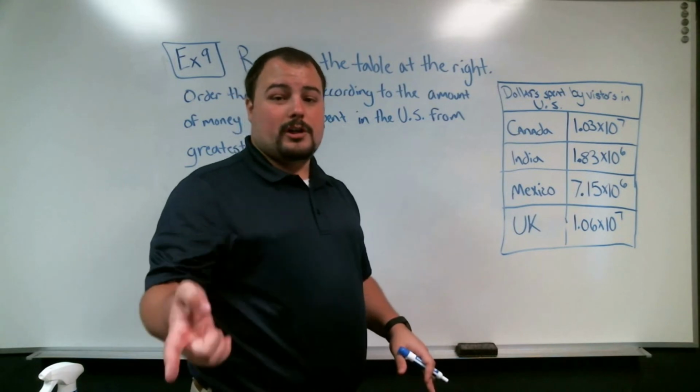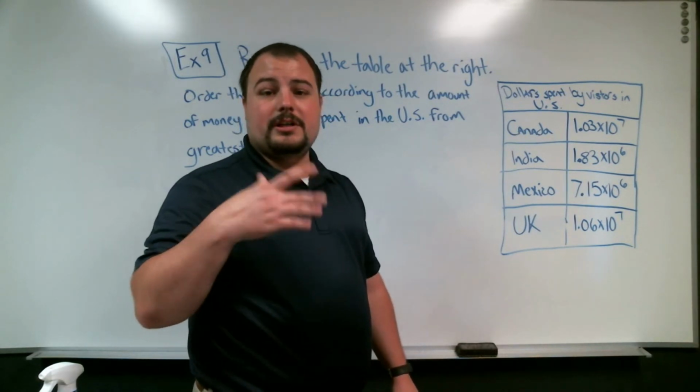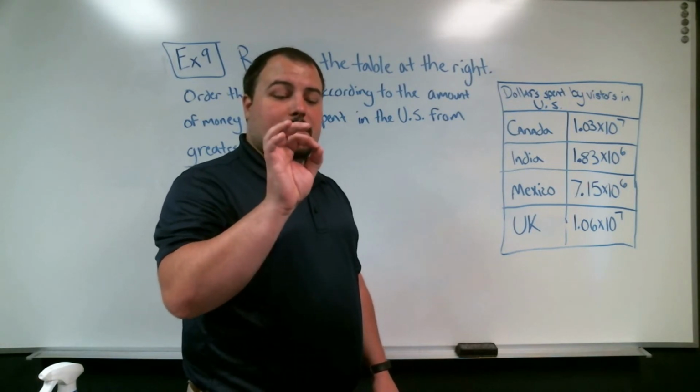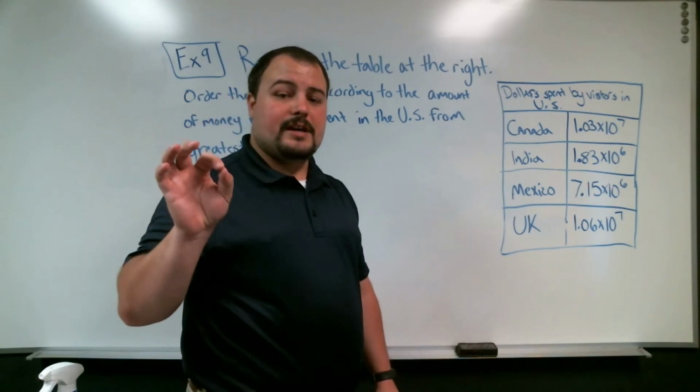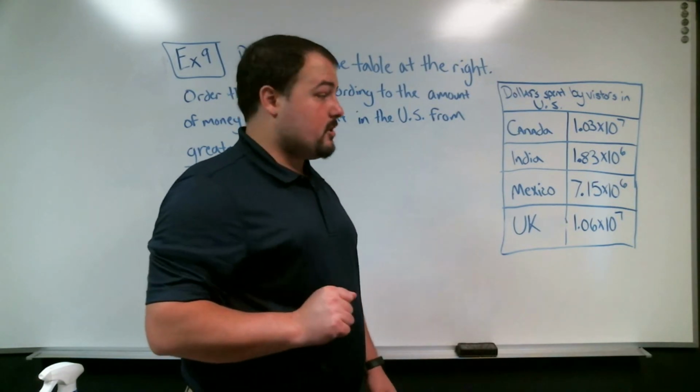Because all of these are between 1 and 10, we're now going to look at the exponent to say which one is the biggest. Remember, the exponent tells us how many times we've moved that decimal. The more times we move that decimal, chances are the bigger the number is going to be.